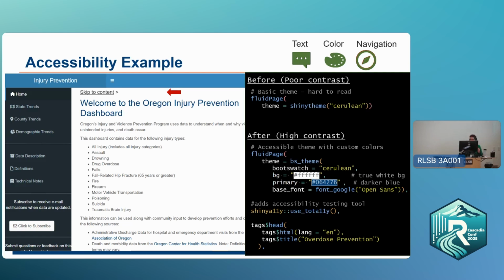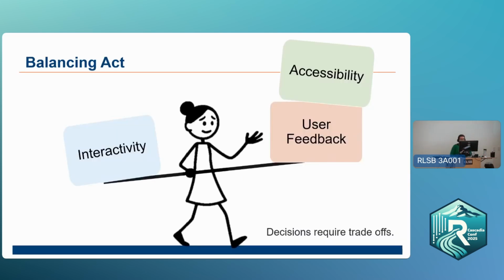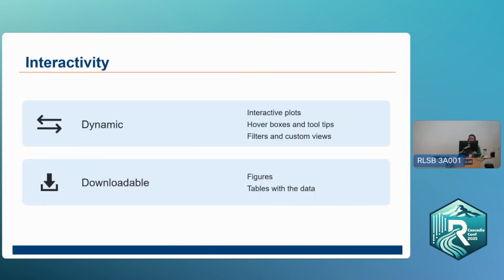So now I passed, and this dashboard is looking good in terms of accessibility. So we're going to move on to our next balancing act feature, which is interactivity. And this is the reason why we all love to code in Shiny. We love to make awesome dynamic plots. And one other piece of interactivity is downloadable. So making sure that the data that you have presented to people, they can make it actionable.